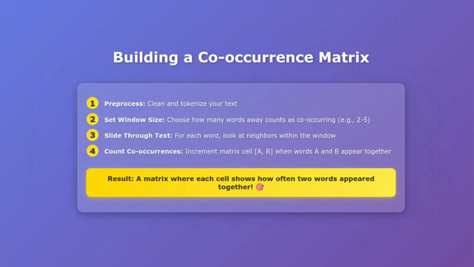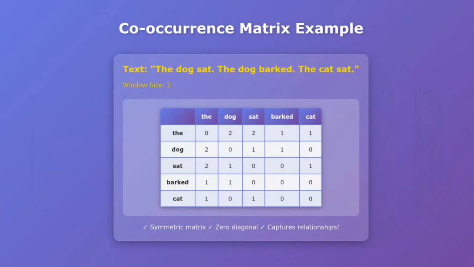Let's see a concrete example. Here's our sample text. The dog sat, the dog barked, the cat sat, with a window size of 2. Now, look at this beautiful matrix. Each row and column represents a word from our vocabulary. Let's decode this. Look at the cell for "the" and "dog". It shows 2. That means "the" and "dog" appeared within 2 words of each other twice in our text. "Dog" and "sat" shows 1.